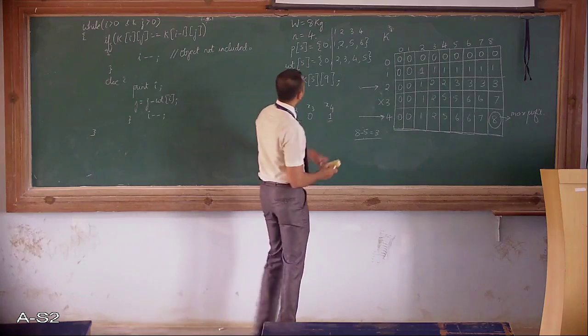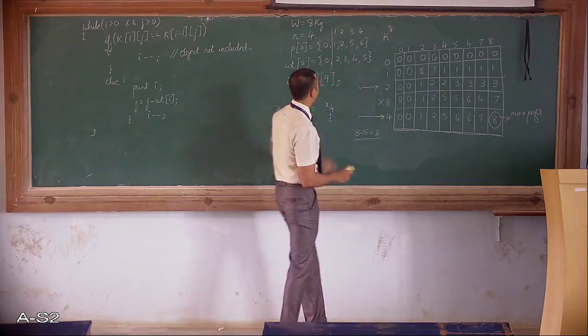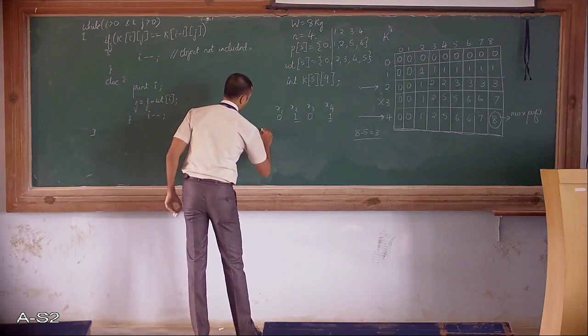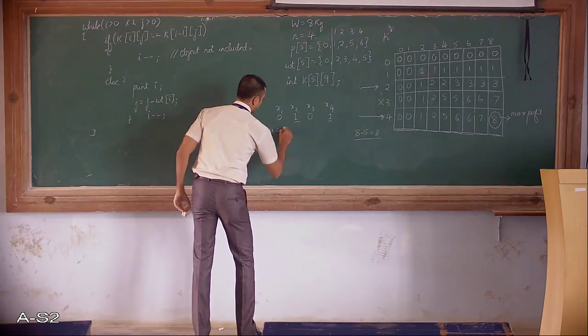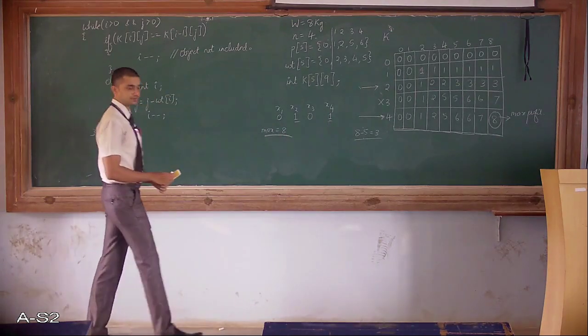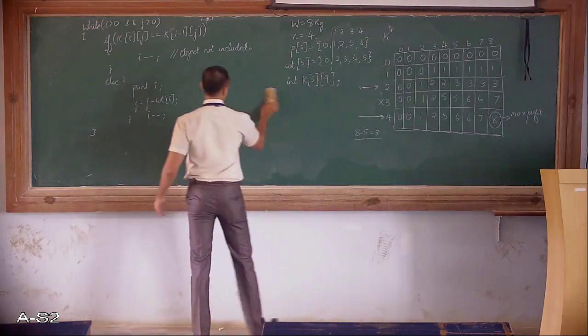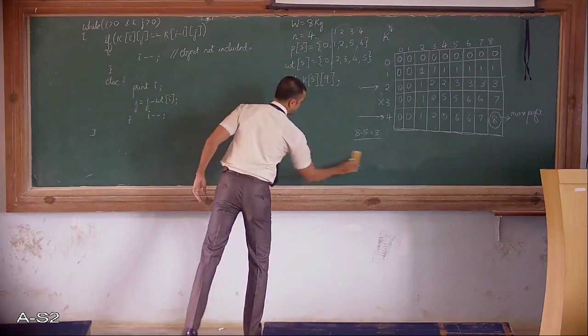What is the profit of the second object? 3. What is the profit of the fourth object? 5. Hence the maximum profit is equal to 8. So this is how you solve it. This is only the important part, the main logic of the program, which has been explained to you.